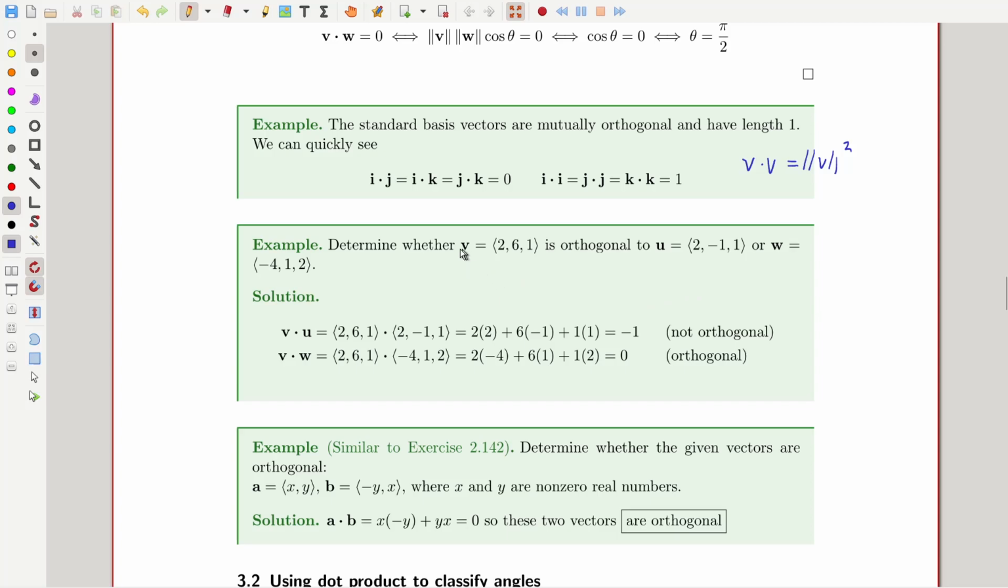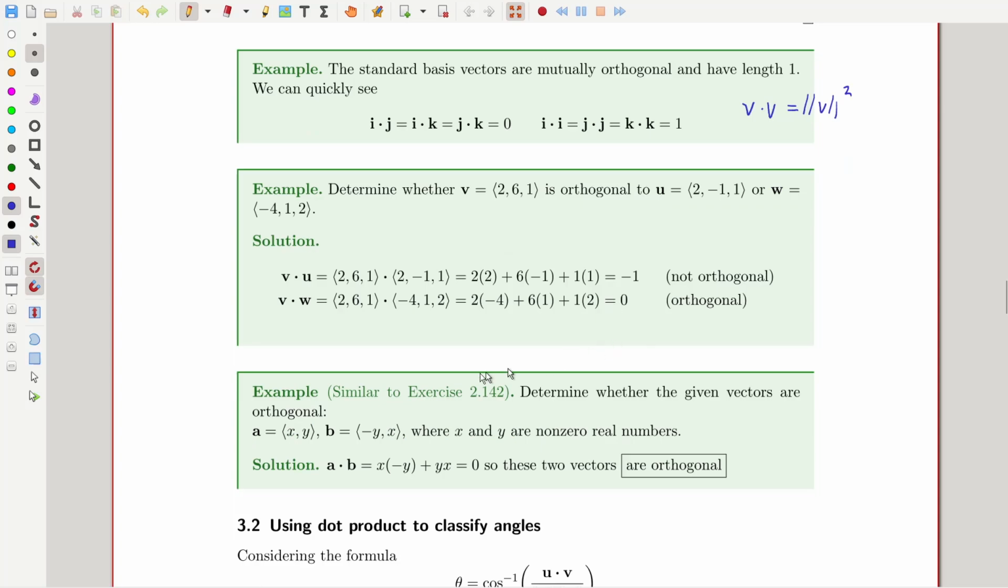In the next example, I'm doing a more involved numerical example, detecting whether the vector v is orthogonal to u or to w. I think it's fine to just let you read it. It's just more practice computing the dot product of two vectors, just a bit of computation. And as I said, if the dot product is not 0, then the vectors are not orthogonal. If the dot product is 0, then the vectors are orthogonal.